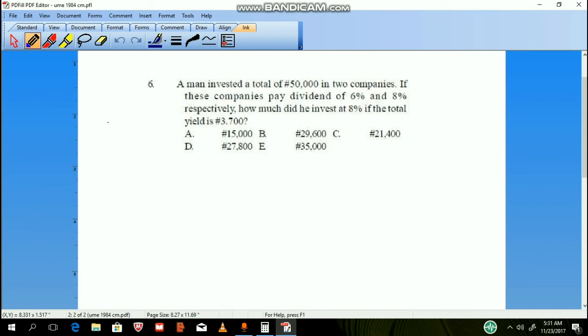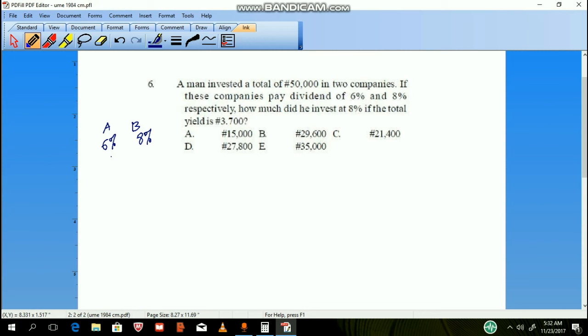Let us call them company A and company B. For company A, there is a dividend. That should be another name for rate of interest, which is 6% per annum. Then the other one is 8% per annum. Now I said per annum here, even though it is not mentioned in the question, because rates of interest are usually given per annum. Anytime you see percent, you should know that it is given per annum.